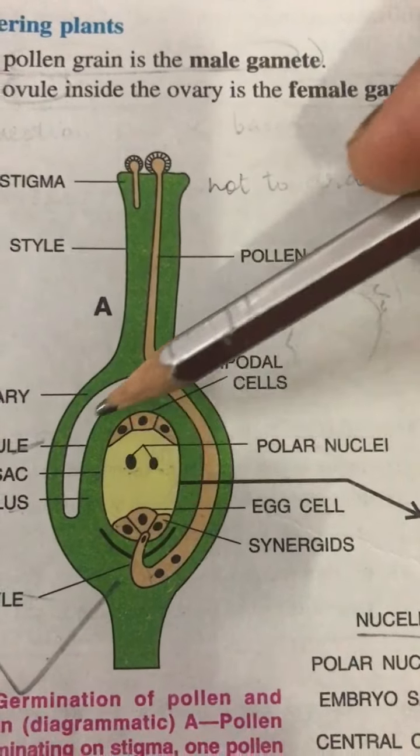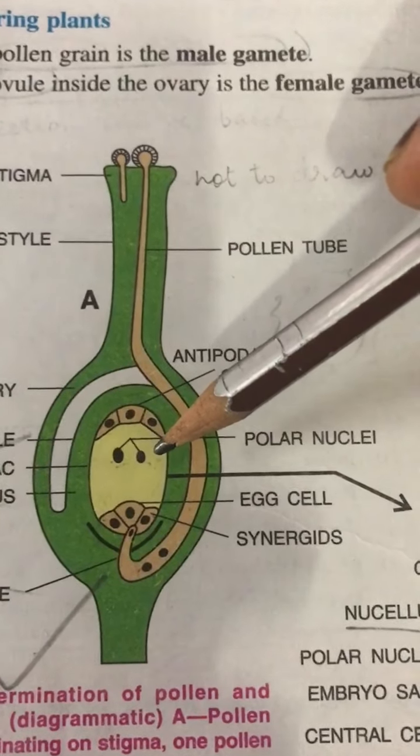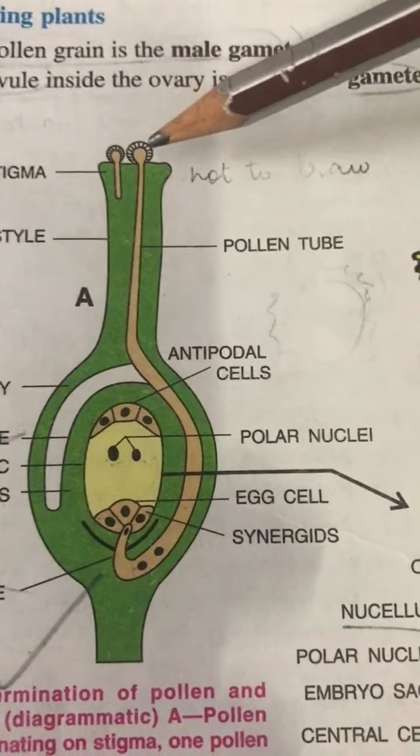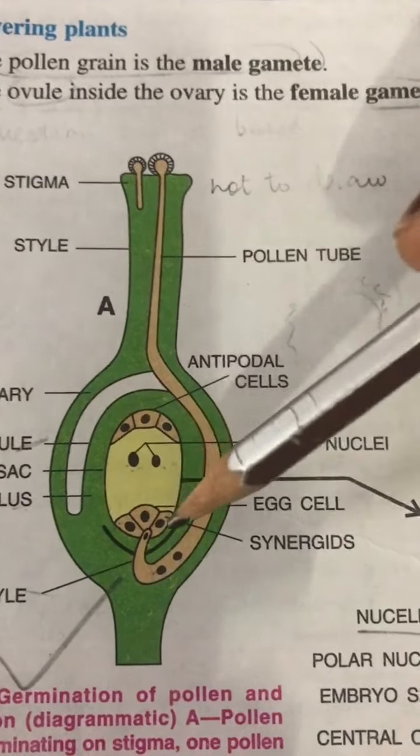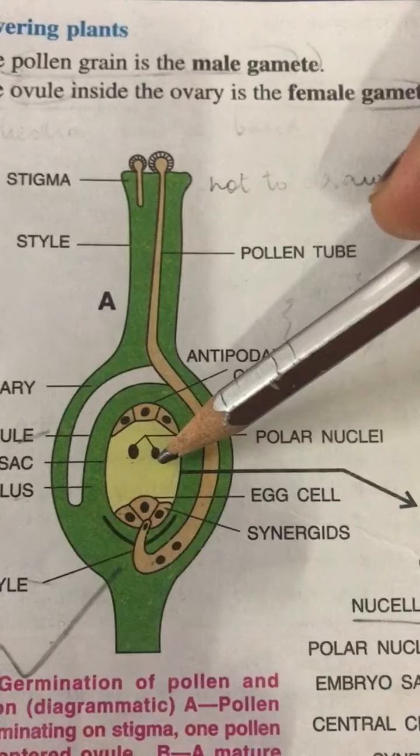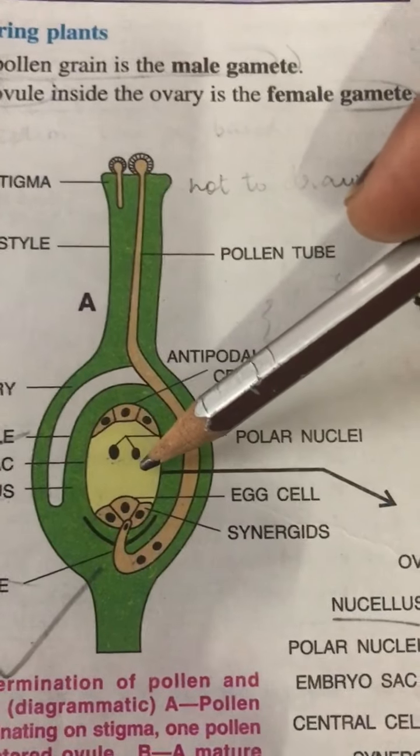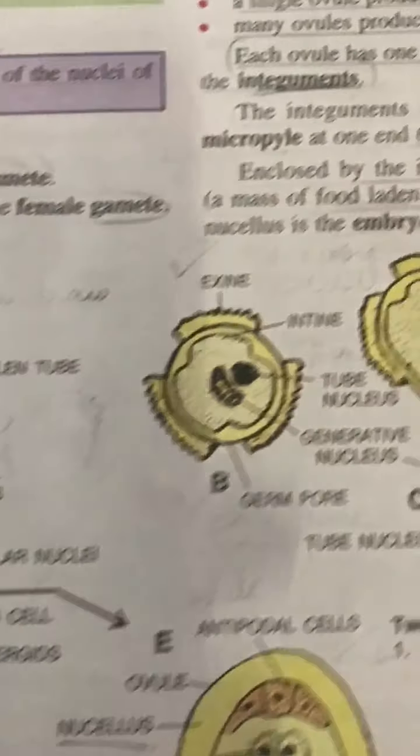To understand what is double fertilization, we first need to understand the germination of pollen grain and the internal structure of the ovule. So let's begin with germination of pollen grain first.